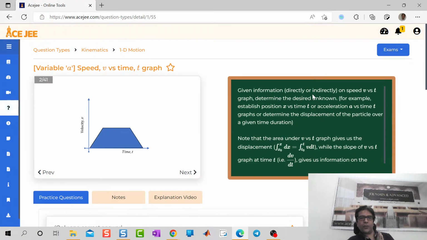So once again, we are dealing with a scenario where the particle is moving under variable acceleration. So acceleration is not constant, right? And here you might be given the v versus time graph, the velocity versus time graph, and you'll be asked to determine either the displacement, position or acceleration. So let's quickly talk about all three. So let's take any scenario.